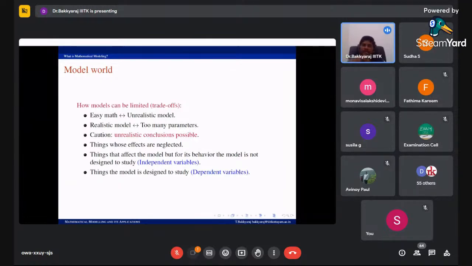Okay, so in the modeling of any phenomenon, there are certain things whose effect is negligible, and we can leave them out. But there are certain things that affect the model, but we are not interested in predicting the behavior of those things. Those are usually called independent variables. And there are certain things that affect the model, and we are very much interested in understanding the behavior of them. That is called a dependent variable.